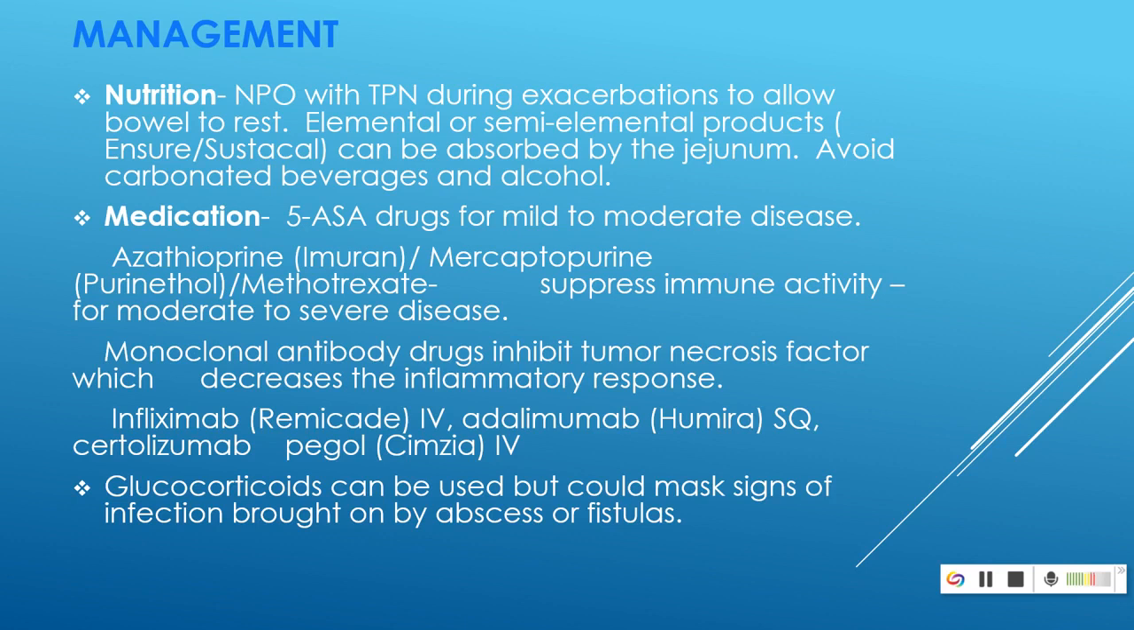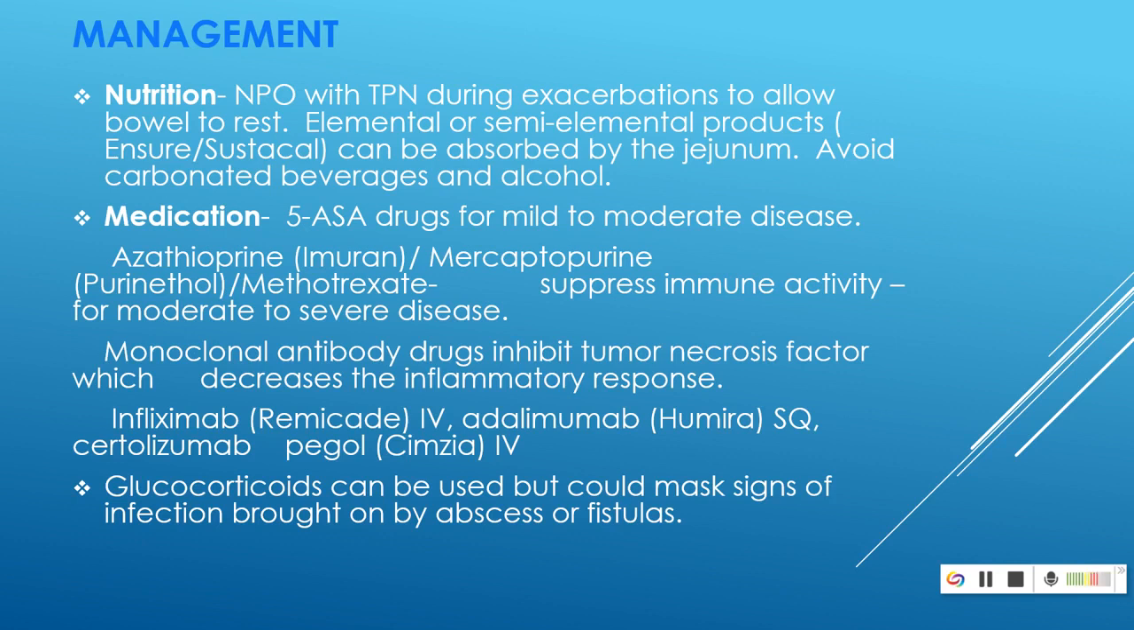Avoid carbonated beverages and alcohol. Again, we've got the 5-ASA drugs for mild to moderate disease. You've got azathioprine and mercaptopurine. Methotrexate. These suppress immune activity for moderate to severe disease. So any of these medications that are decreasing our immune response are going to work for ulcerative colitis, and they can also work for Crohn's.